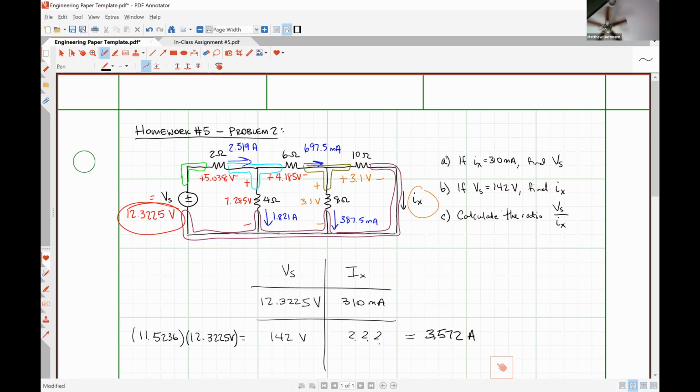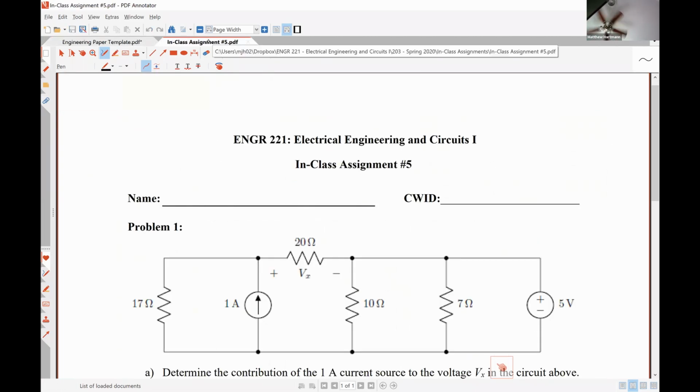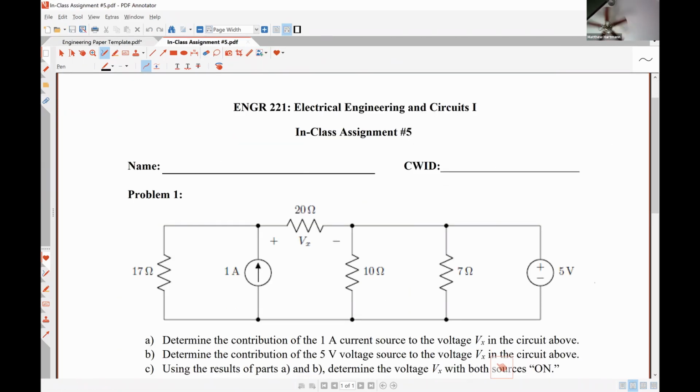As it turns out, you could really solve any circuit using only like 1 volt and 1 amp sources and then scale everything based on your results from that and still be able to work literally every circuit that we're going to deal with in this class. So let's take a moment and look at in-class assignment number 5.